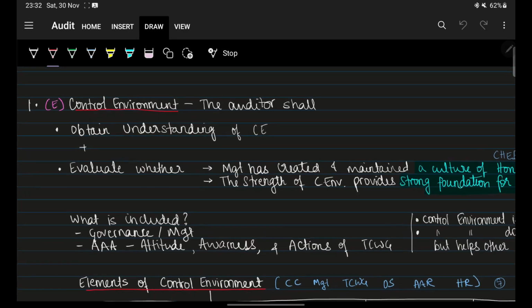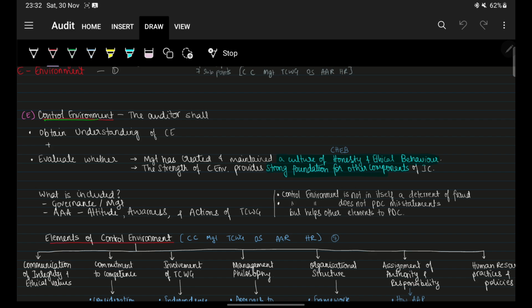So here we're in control environment right now. Out of the 5 components of control, which is CRIME, we're going to start with E, which is control environment. Firstly we just go through what is written here, and then we'll dive into it. With regard to the control environment, the auditor shall obtain an understanding of the control environment, and he has to evaluate whether the management has created and maintained a culture of honesty and ethical behavior.